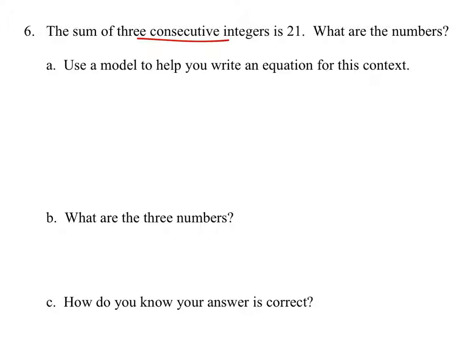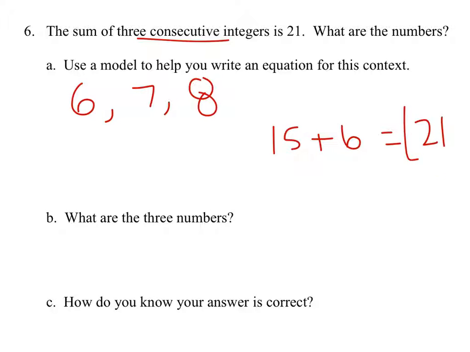So you just think about which numbers, and I at first thought of 5, 6, 7, but that didn't work. It came out to be like 19, I think. So I just bumped it up one, so it's 6, 7, and 8. If you do 8 plus 7, that's 15, and 15 plus 6 equals 21. Done. Nice.